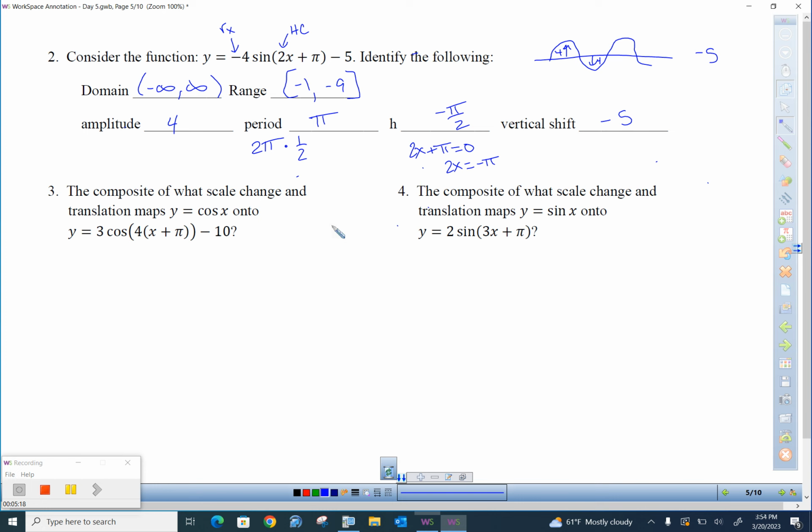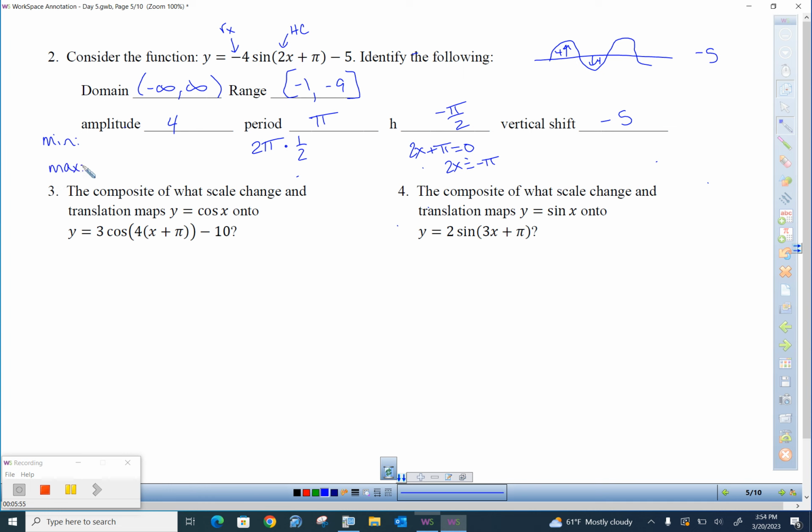Okay? Then our period, same thing as last time. We've got a horizontal crunch, so times it by the reciprocal to get pi. Set that thing equal to 0 to get h. But what we're going to do is talk about one other way we can come up with these range values, and that's going to help us with 3 and 4 that we're going to do together. So to the side here, I want you to write min and max for me.